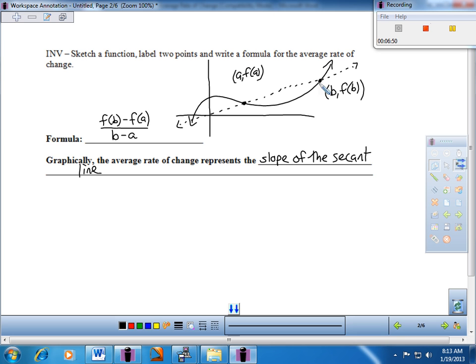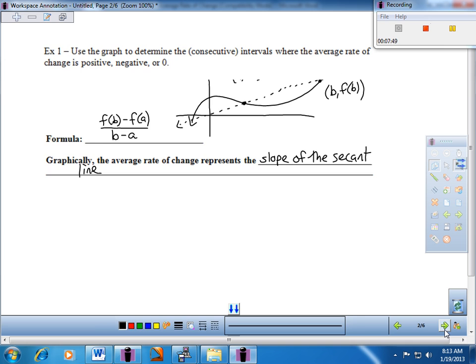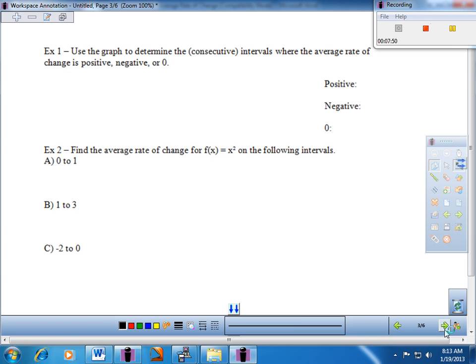Okay, good. Well, let's continue the discussion. So just some examples. Still no number crunching just yet. We'll get to that momentarily here. But let's go ahead and just develop one more conceptual idea before we do that. So example 1, it says, use the graph to determine the consecutive intervals where the average rate of change is either positive or negative or 0.